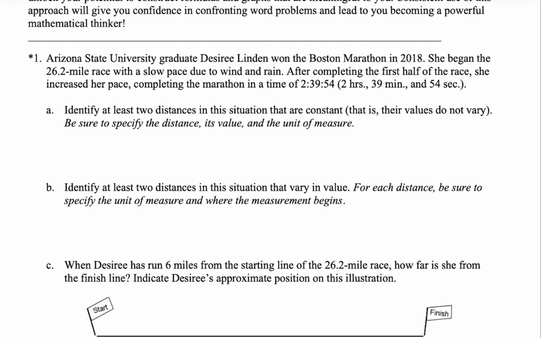Part A says, identify at least two distances in this situation that are constant. That is, those distances, the values don't vary. And be sure to specify the distance, its values, and the unit of measurement. Yes? The length of the marathon. Exactly. Okay, so that's one of the distances. So I'm going to make a little diagram. Well, let's just make a little bullet list here. So the marathon length is 26.2 miles.